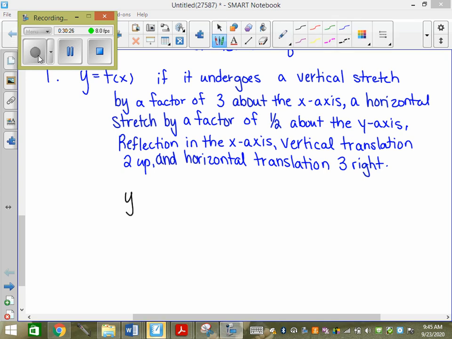y equals, I have a vertical stretch by a factor of 3, so I've put in a 3, right? I have an f. I have a horizontal stretch by a factor of a half, so what do I put in the equation? 2. Then I go and make myself brackets because I want to have a 1 in front of my x, correct? I have a reflection in the x, so which does that apply to, the 3 or the 2? The 3. Horizontal or vertical translation 2 up, so I can go plus 2. Horizontal translation 3 right, x minus 3. Very easy question if you have all your stuff memorized, because I can just plug it all in, right?